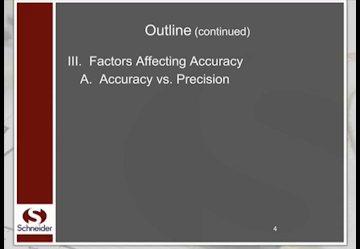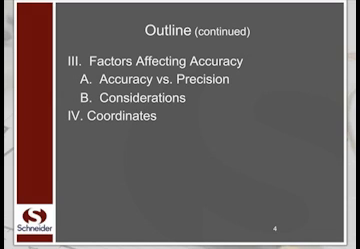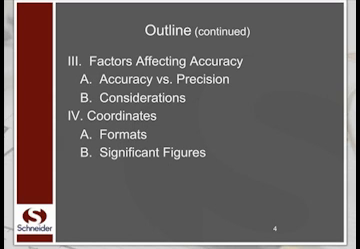And part of that discussion is to explain the difference between accuracy and precision. We need to talk about the considerations that we need to be taking when we're wanting to achieve a higher level of accuracy. We'll talk a little bit about coordinates from the standpoint of collecting what we're looking at and why we need to be cognizant of what we're looking at on the screen, the formats, in particular significant figures.